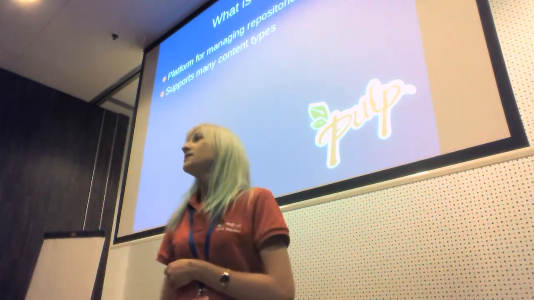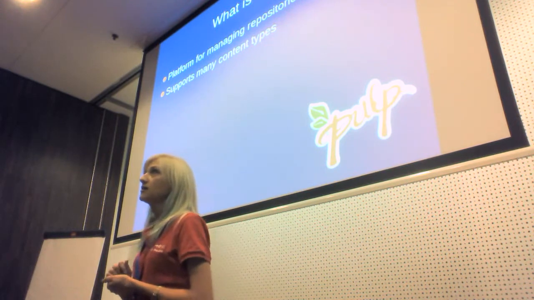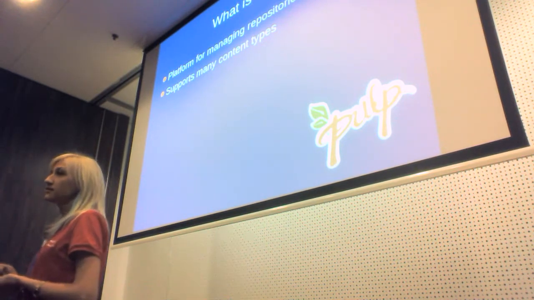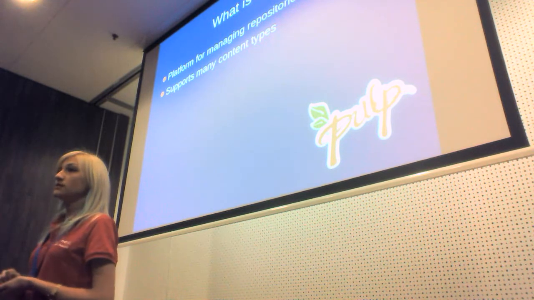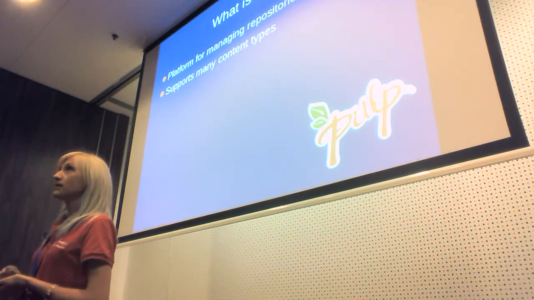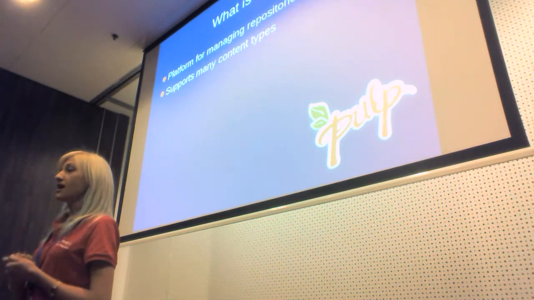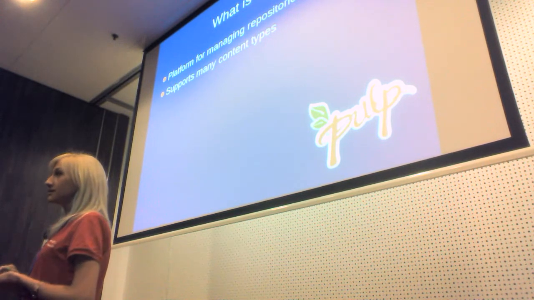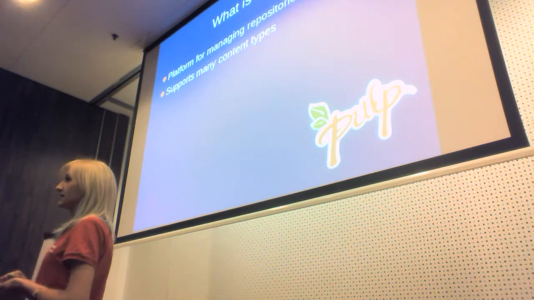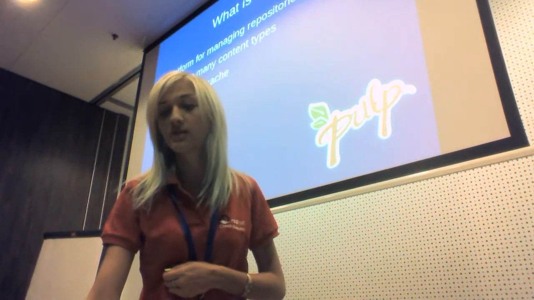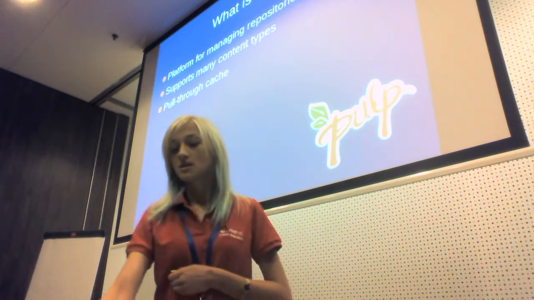Pulp supports many content types. It has such a flexible design that you can easily implement a new content type. We started with the RPM family, then we added support for Docker images and ISOs. How to add your own content type, I'll show you later in a couple of slides. I will also talk about the new cool feature called Pull Through Cache.